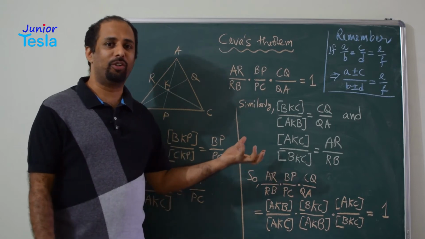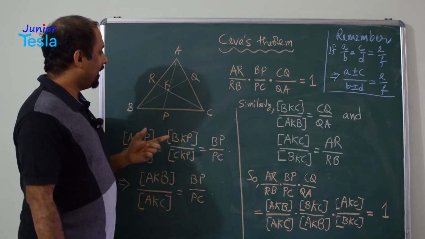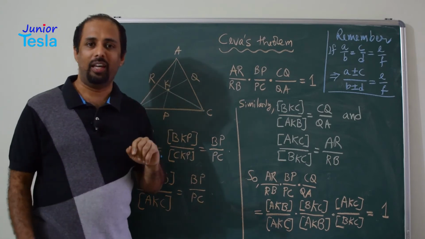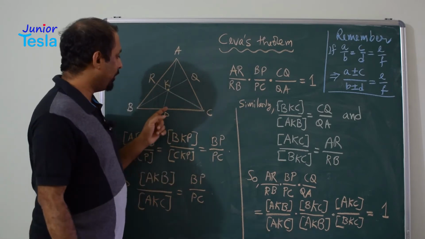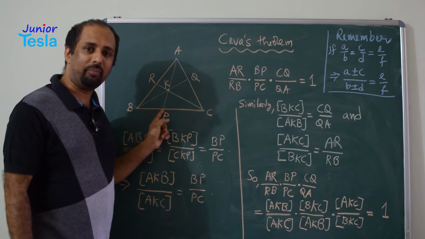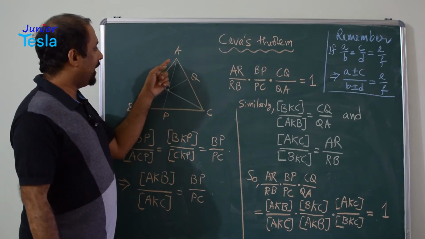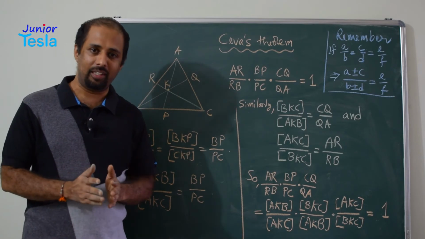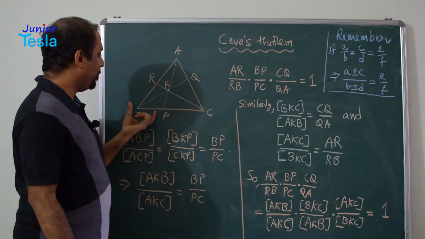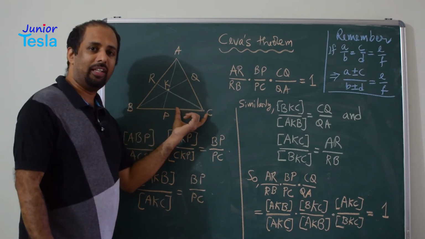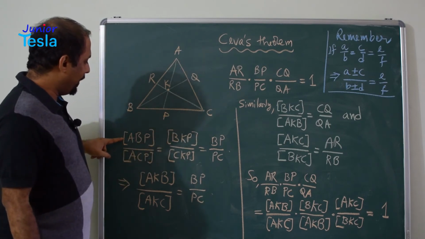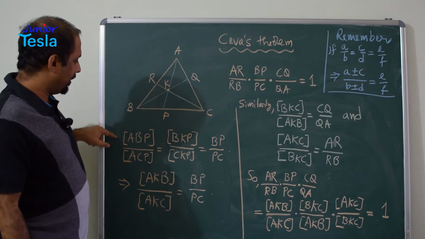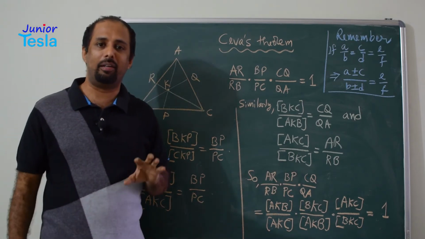Let us see how we are going to prove Ceva's theorem. Now I have taken triangle ABC, and I have taken a point P on BC. Now the ratio of the areas of ABP and APC is the ratio of BP and PC. That is ABP divided by ACP, area of ABP. So when I write the square brackets, that means area of.